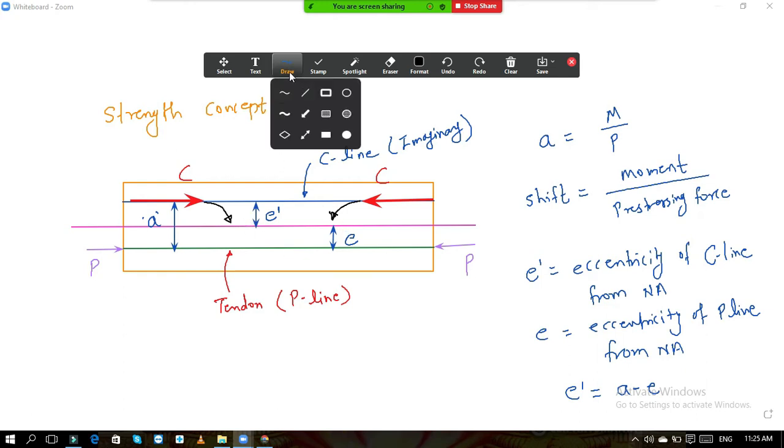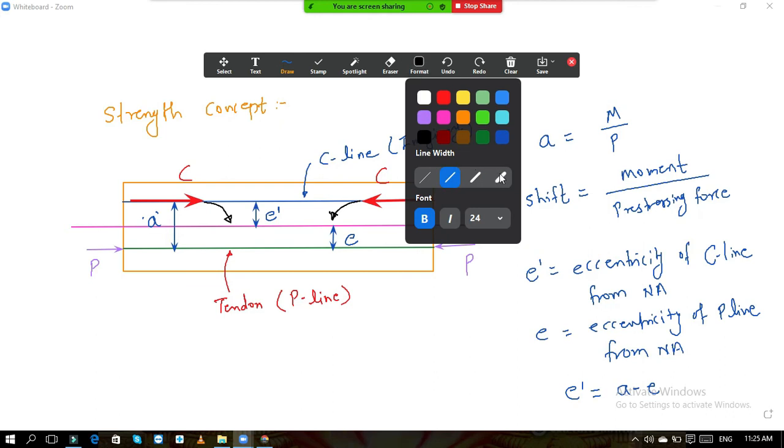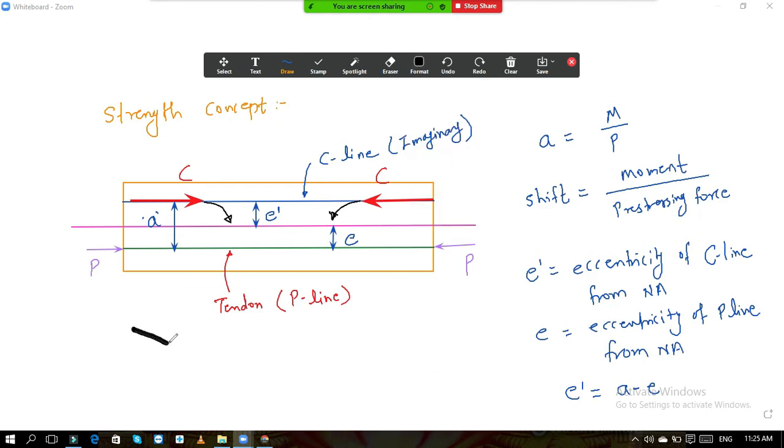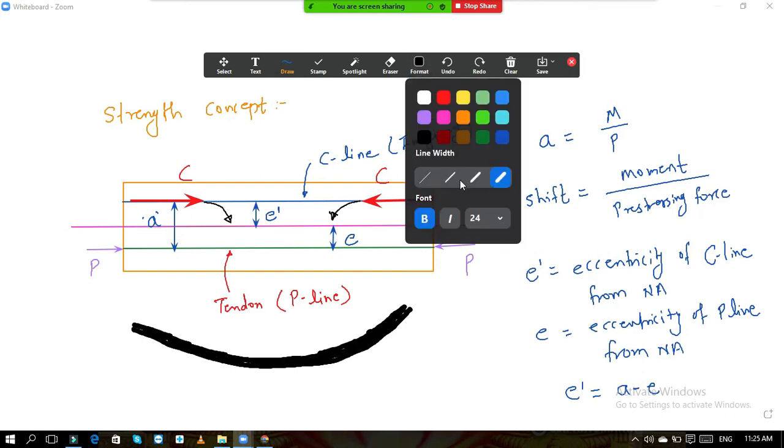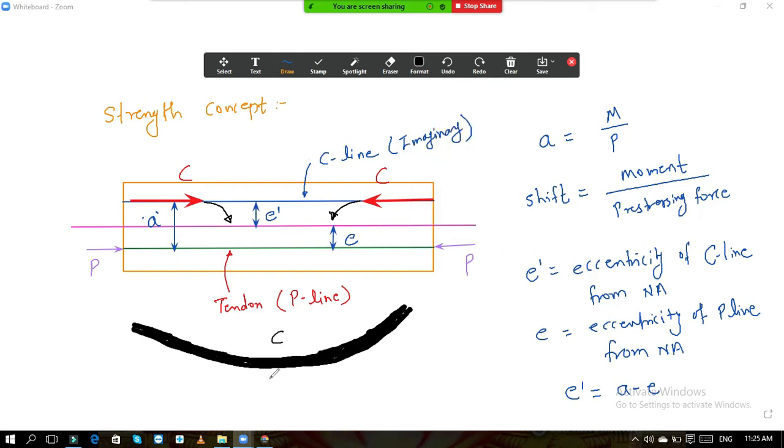So if we draw the bending profile, it will be like this, sagging. This is the sagging bending profile. So here compression is at top and tension is at bottom, plus C at top and minus at bottom.